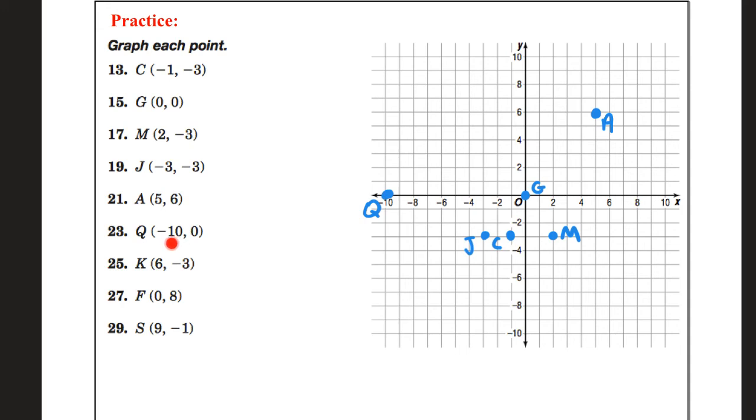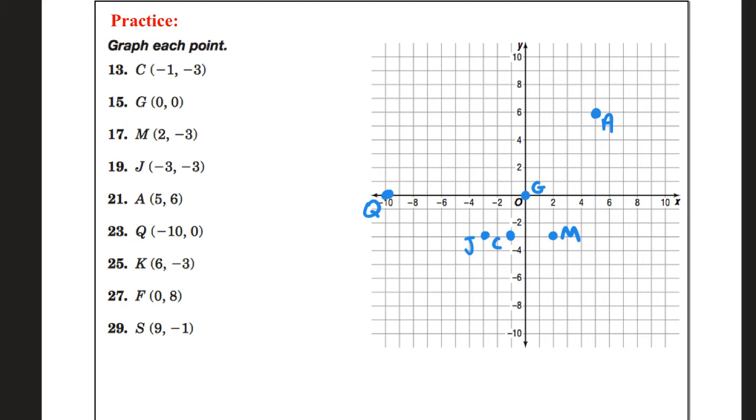And I'm going to the left for a few of these because they are negative. All right, and where did I leave off? I believe K we still have to do. So let's go ahead for K, 6, -3. So I'm right on the origin. I'm going to go 6 to the right. Don't put a point yet.